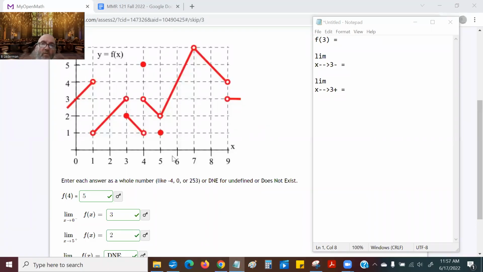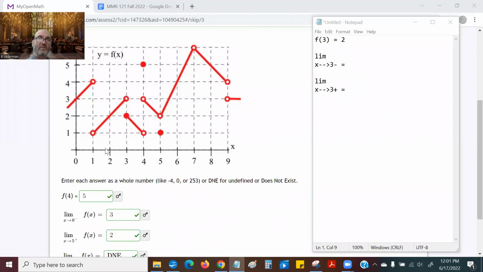Now, in the same example, what is the limit as x approaches 3? What is the value of f of 3? Well, the value of f of 3 is 2. I'm going to put 2 right there. And what about the limit as x approaches 3 from the negative direction?